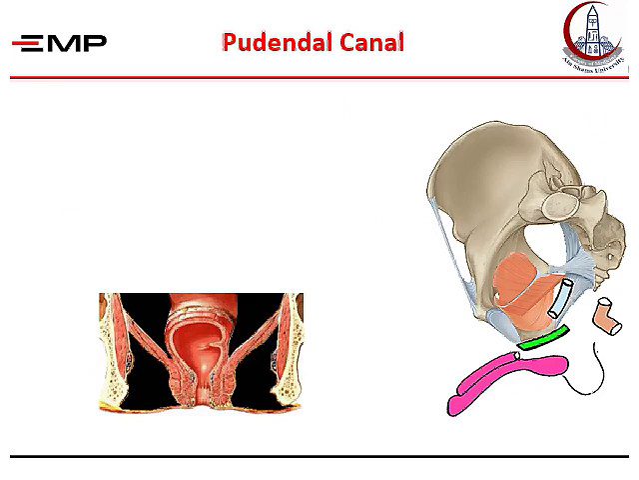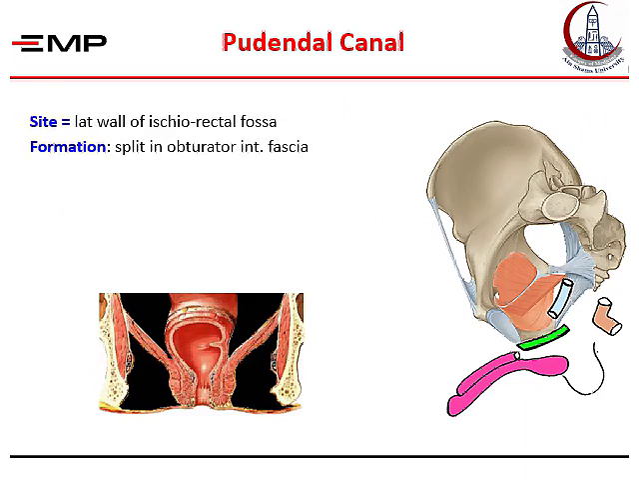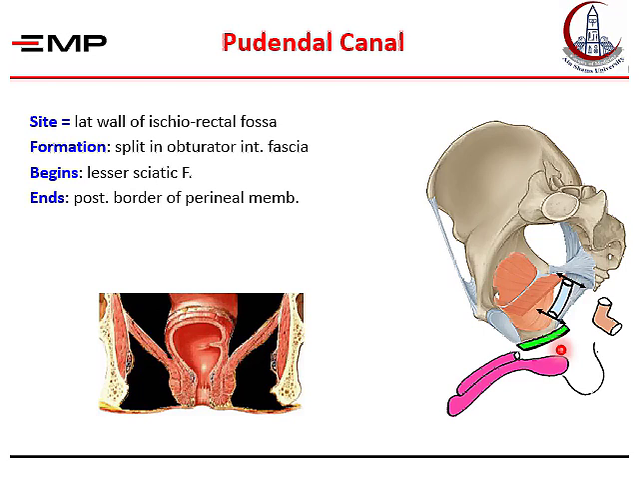Now let's talk about the pudendal canal. At first, where it is located: on the lateral wall of the ischioanal fossa in the fascia of obturator internus, which splits to make this canal. It begins at the lesser sciatic foramen and ends anteriorly at the posterior border of the perineal membrane, leading to the deep perineal pouch above the perineal membrane.